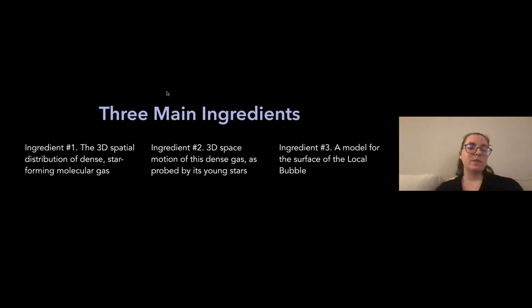The first is we need to know the 3D spatial distribution of dense star forming molecular gas. So we need to know the properties of the gas and also precisely where that dense star forming gas is located with respect to the sun. Then we need to know the 3D space motion of this dense gas, and we're going to use its young stars, the young stars that were born in these dense gas clouds, as probes of its 3D space motion. And then finally, we need a model for the surface of the local bubble. I'm going to go through all three of these ingredients really quickly.